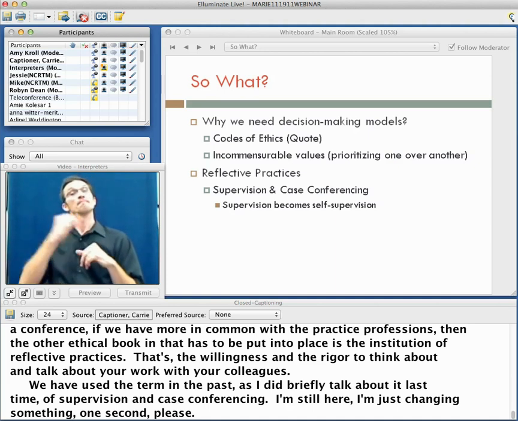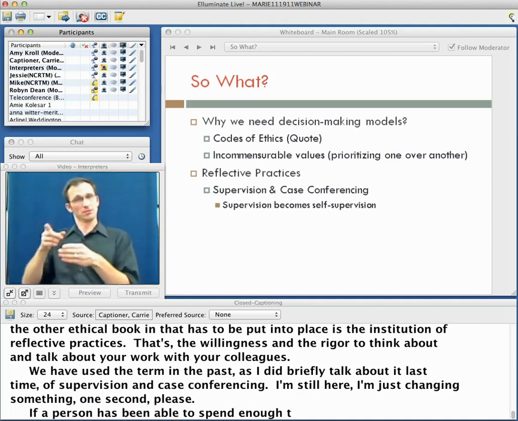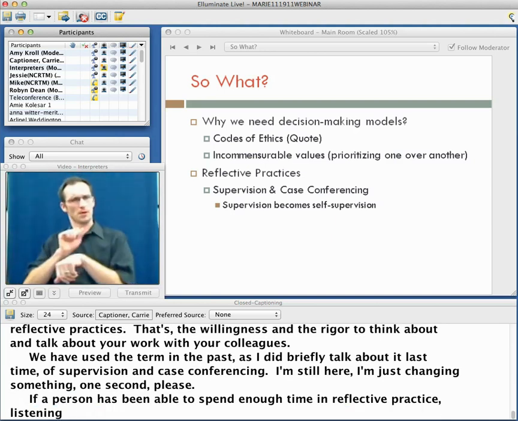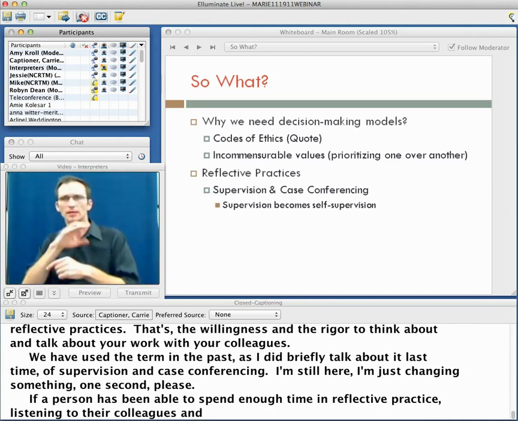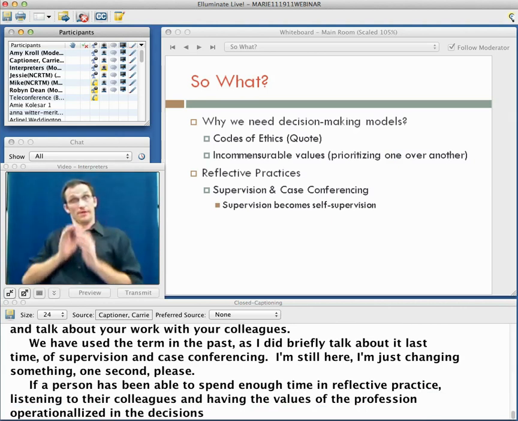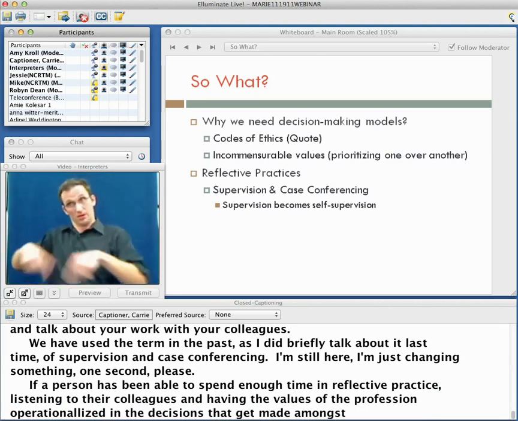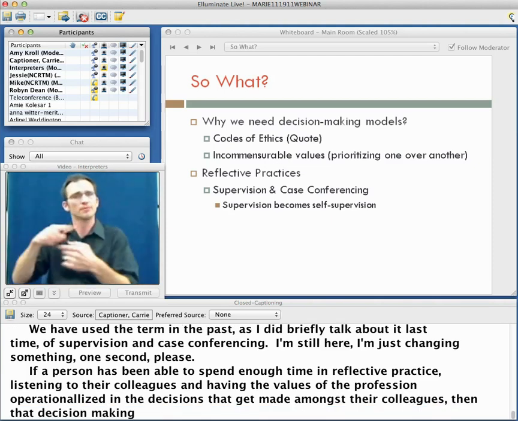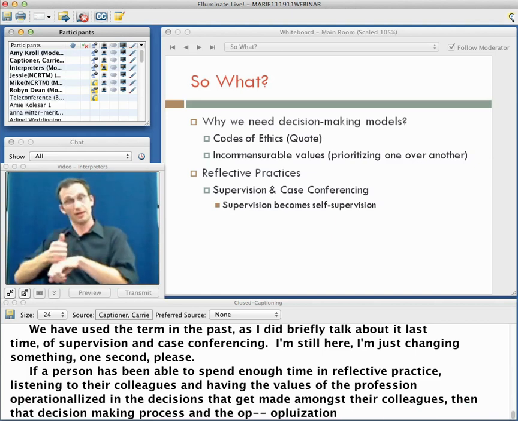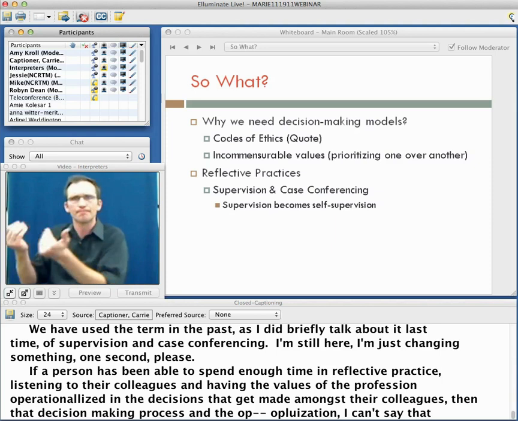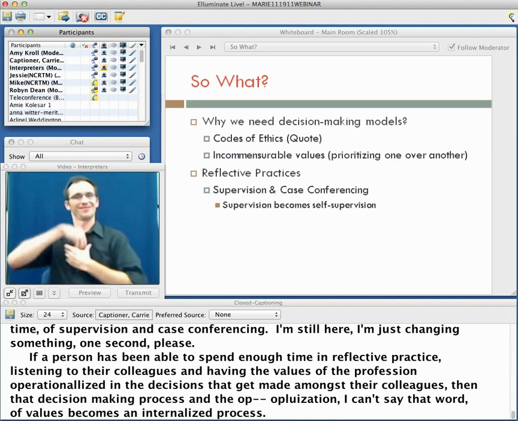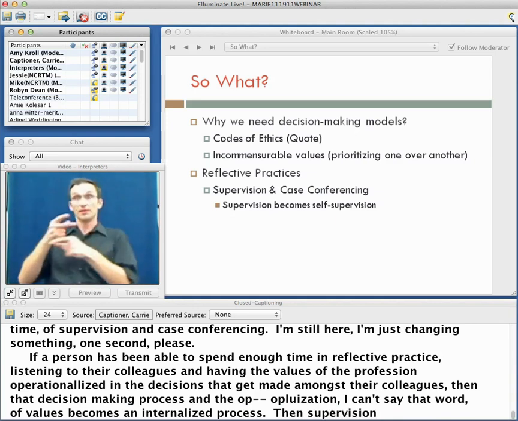If a person has been able to spend enough time in reflective practice, listening to their colleagues, and having the values of the profession operationalized in the decisions that get made amongst their colleagues, then that decision-making process and the operationalization of values becomes an internalized process. And then supervision leads to self-supervision.